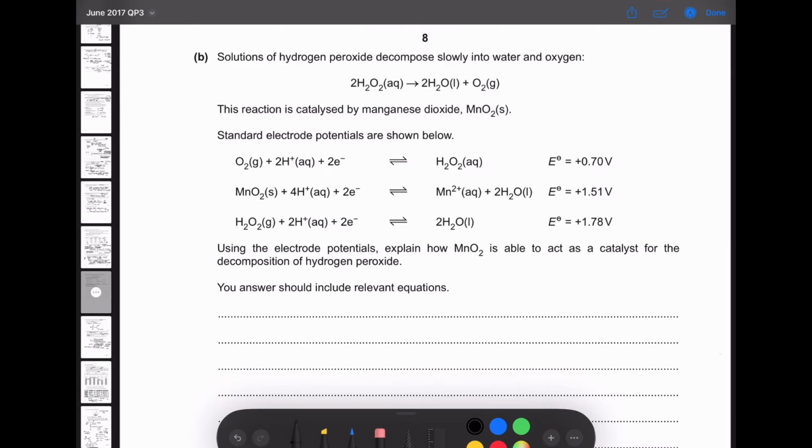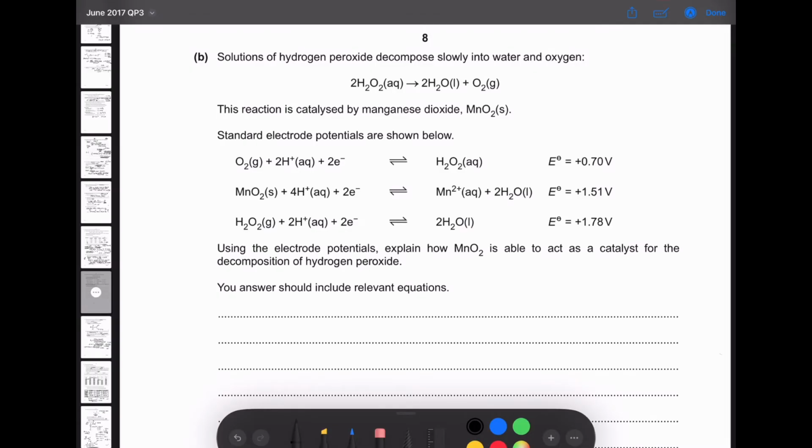Solutions of hydrogen peroxide decompose slowly into water and oxygen. This reaction is catalyzed by manganese dioxide. Standard electrode potentials are shown below. Using the electrode potentials, explain how manganese dioxide is able to act as a catalyst for the decomposition of hydrogen peroxide. Your answer should include relevant equations.